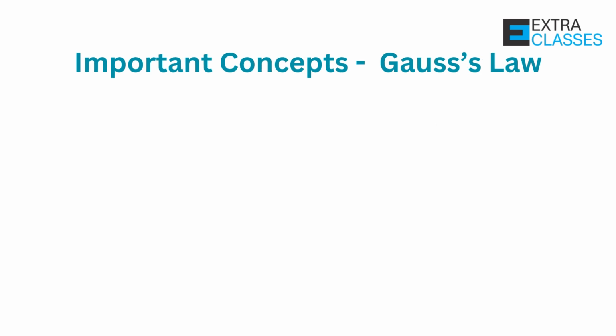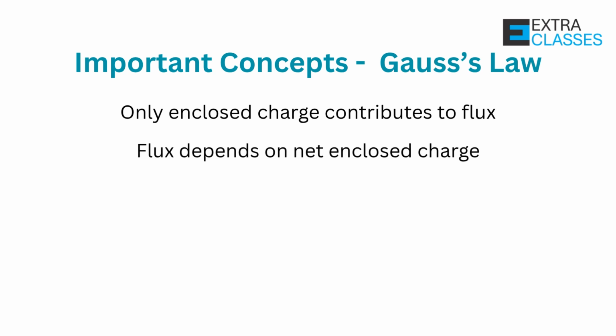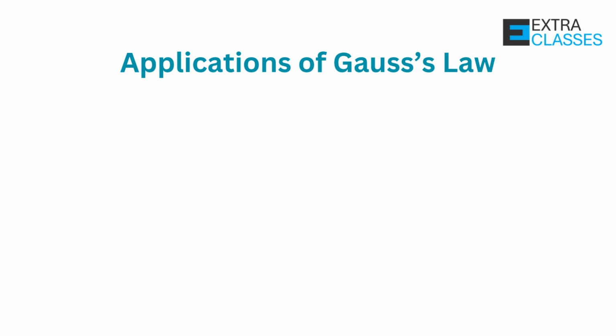There are several important concepts to remember. Only enclosed charge contributes to flux. Charges outside the surface have no effect on net flux, that is, their field lines enter and exit symmetrically. Flux depends on net enclosed charge, not on the shape or size of the surface. The same total flux passes through any closed surface enclosing the same charge. If no charge is enclosed, that is Q is 0, then the field may exist, but the total flux through the closed surface is 0.